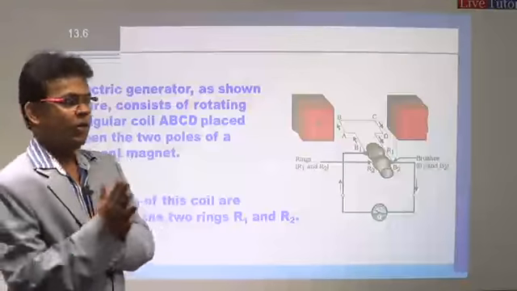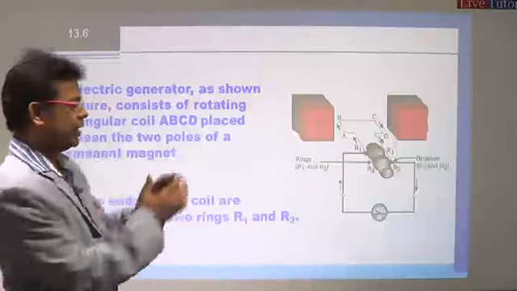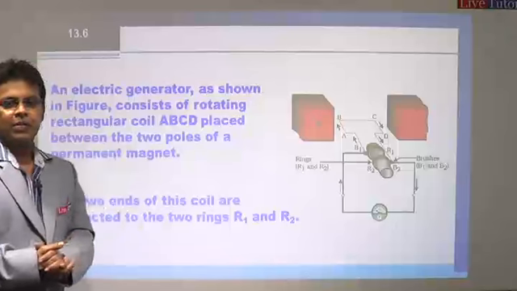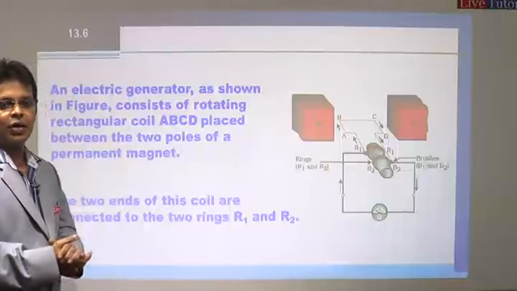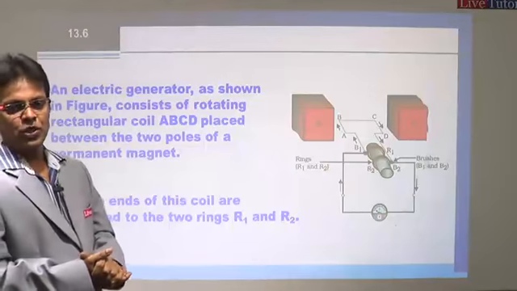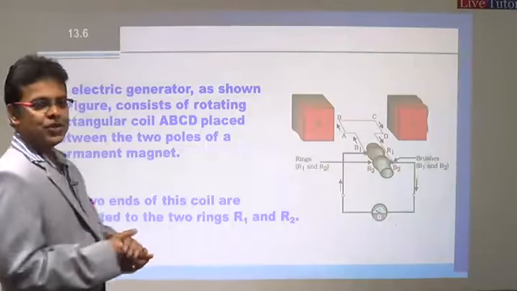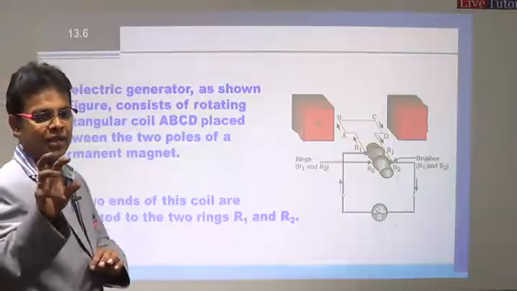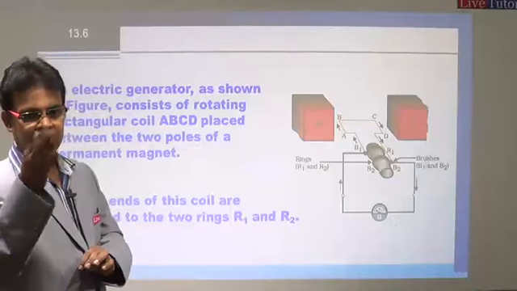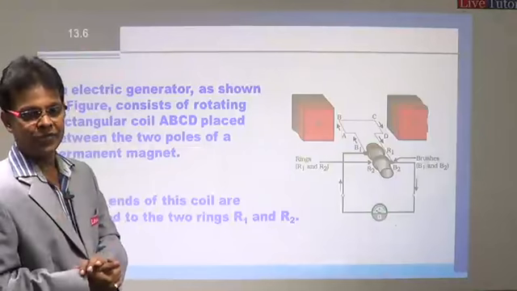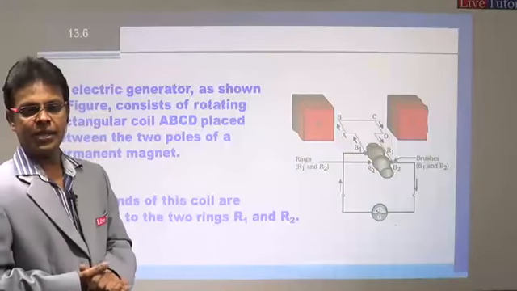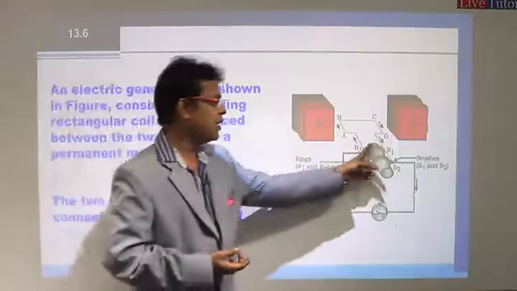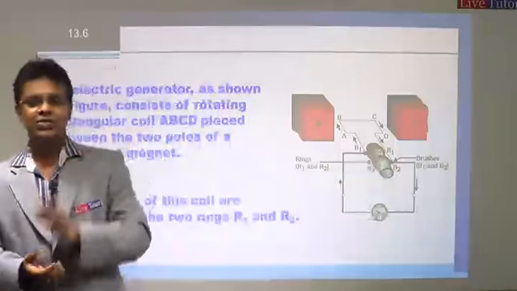Now let us see the construction and working. First, in construction, the same thing is there. We have a powerful magnet and a rectangular coil ABCD, which is called an armature. The only change is that in the motor we had split rings, that is, the ring split into two halves. But here we don't have split rings. Instead, we have two complete rings, R1 and R2. That is the only change.